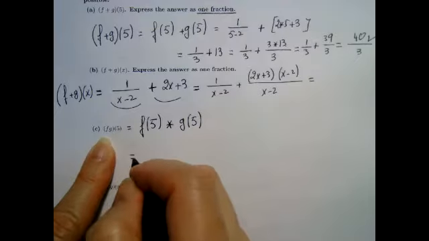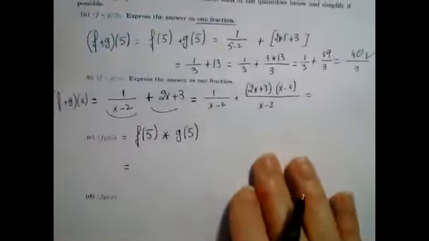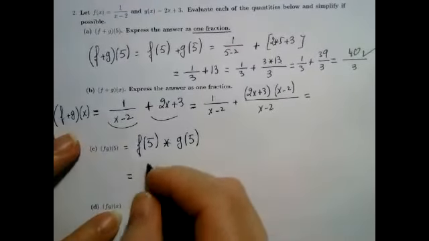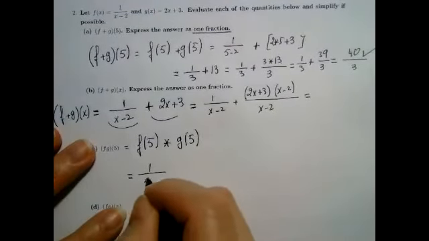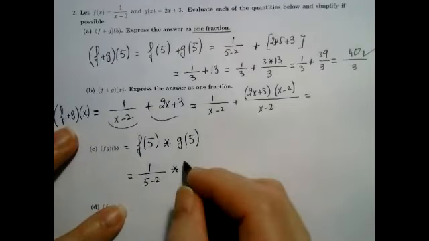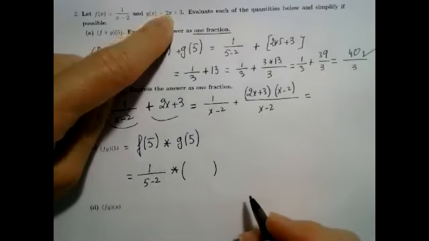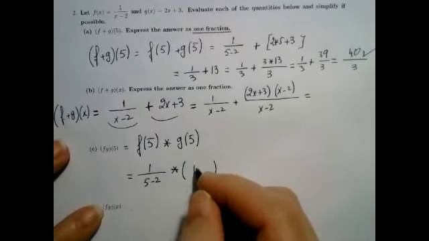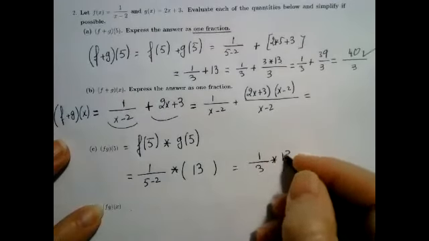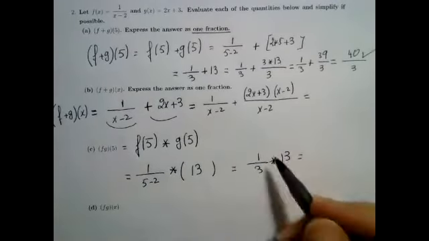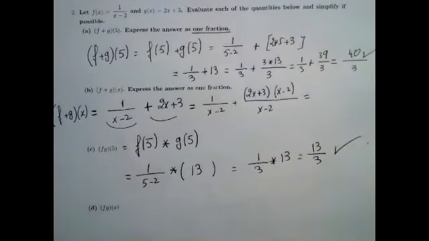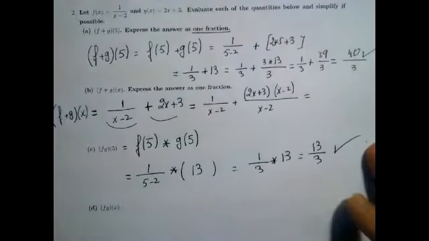Now, what is f of 5? I go back. F of x is 1 over x minus 2. So f of 5 is 1 over 5 minus 2, multiplied by g of 5. But g of 5 is 2 times 5 plus 3, 13. So I get 1 over 3 times 13. Now how do we multiply this? It means 13 over 3. Okay, so that's really the notation FG.